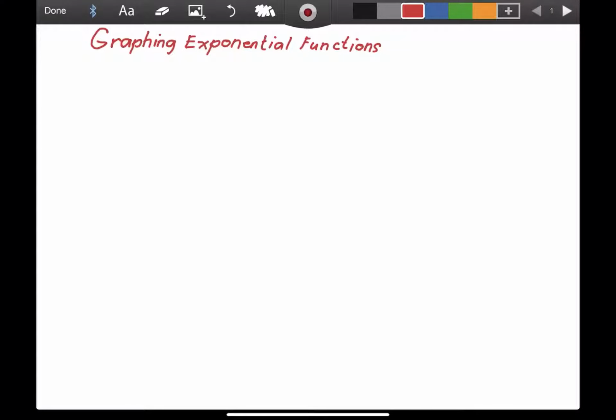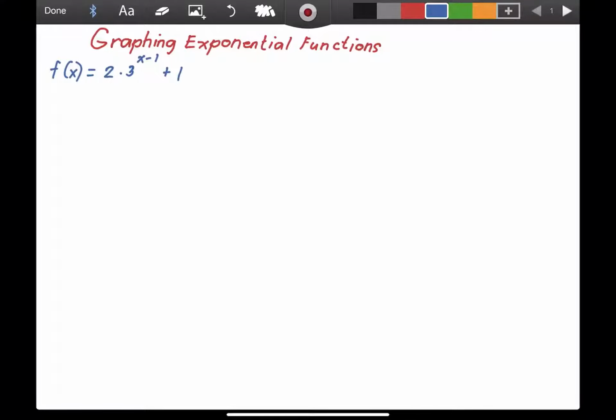Hello everyone, welcome to our review on graphing exponential functions. We will be graphing, let's say, f of x equals 2 times 3 to the x minus 1, plus 1.